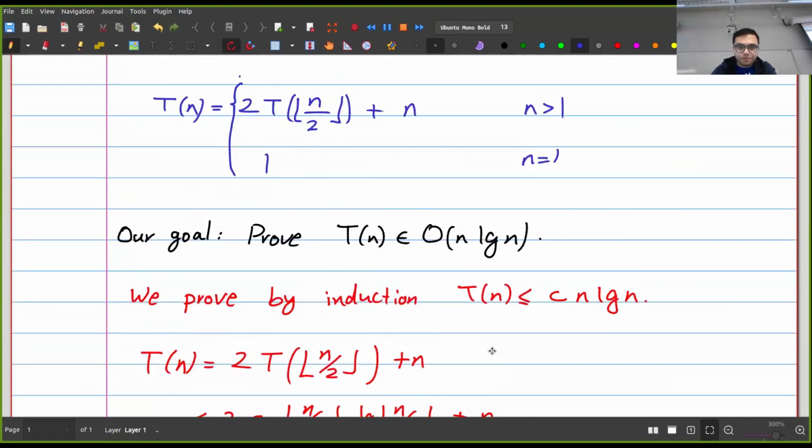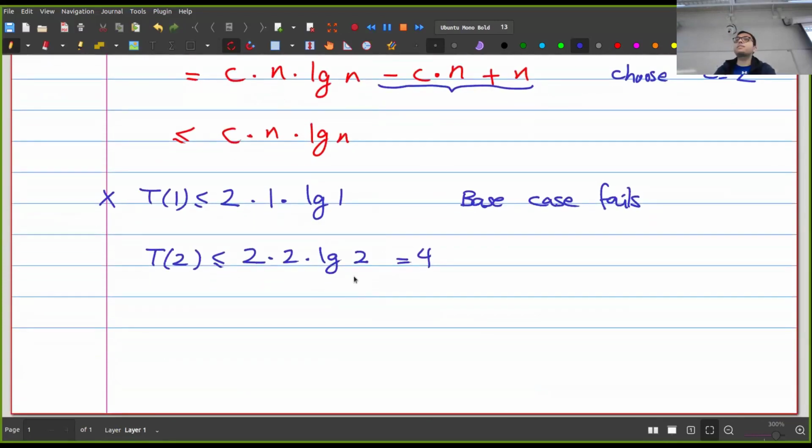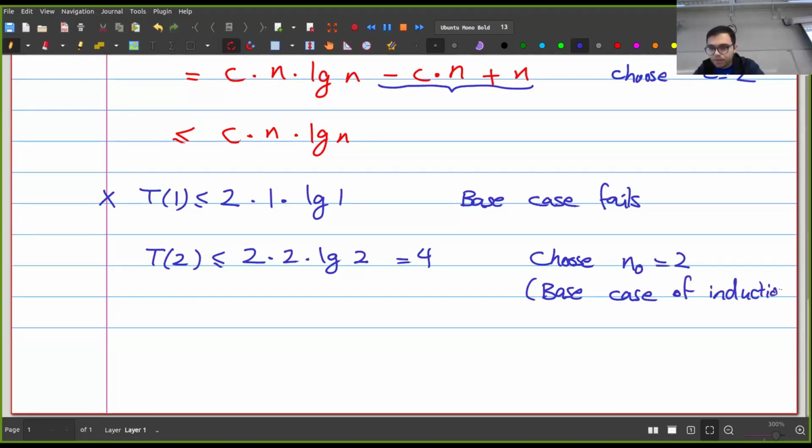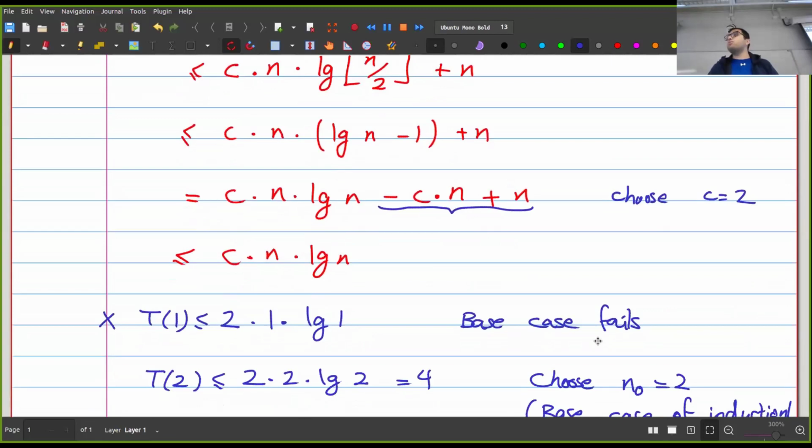So what is T of 2? T of 2 is 2 times T of 1 plus 2. So T of 2 is actually 4. So for 2, you see that it works. So now I say the base case of my induction, which is also my n0, is just 2. So I'm going to choose n0 to be 2. And this is also the base case of my induction. So what I'm showing here is that for every n that is at least 2, I have this.